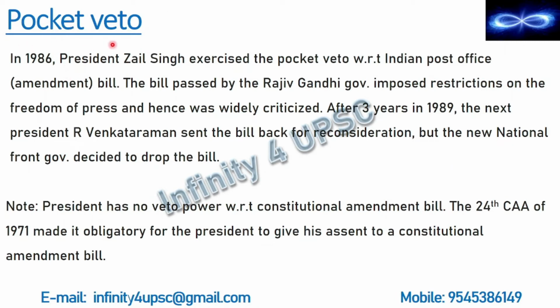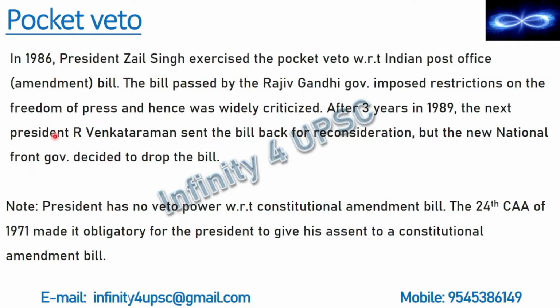Example of pocket veto. In 1986, President Zail Singh exercised the pocket veto with respect to the Indian Post Office Amendment Bill. The bill, which was passed by the Rajiv Gandhi government, imposed restrictions on the freedom of press and hence was widely criticized. After 3 years, in 1989, the next president, R. Venkataraman, sent the bill back for reconsideration. But the new National Front government decided to drop the bill.